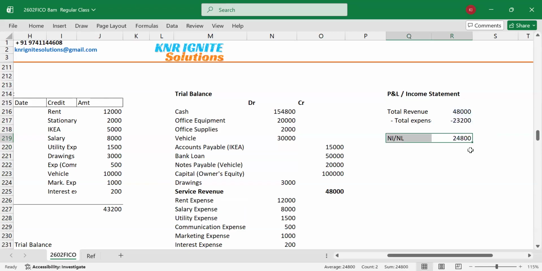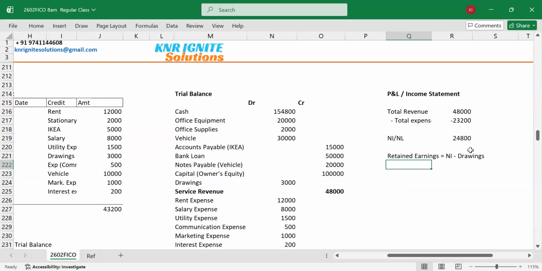If it is a positive number, we consider this as a profit. If it is a negative number, it's a loss. So net profit that I got. There is something called retained earnings that we need to calculate, which is very much important. Retained earnings equals, let's say, net income minus any drawings. So this will be my final number.